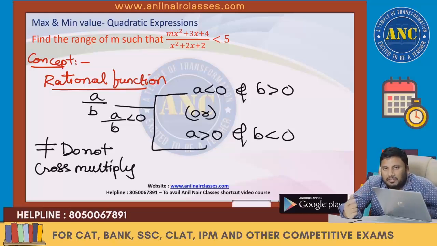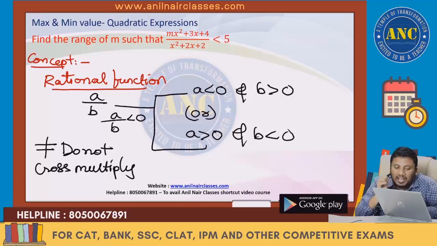Positive by negative is negative. Negative by positive is also negative. For a rational function to be less than 0, A less than 0 and B greater than 0, or A greater than 0 and B less than 0. Two cases I will get. With this understanding, let us solve this question, sir.